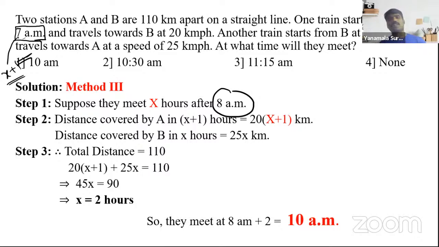So whatever method you feel comfortable with, please go through it. Nobody is stopping you. Okay. Next one. We'll see one more interesting question.